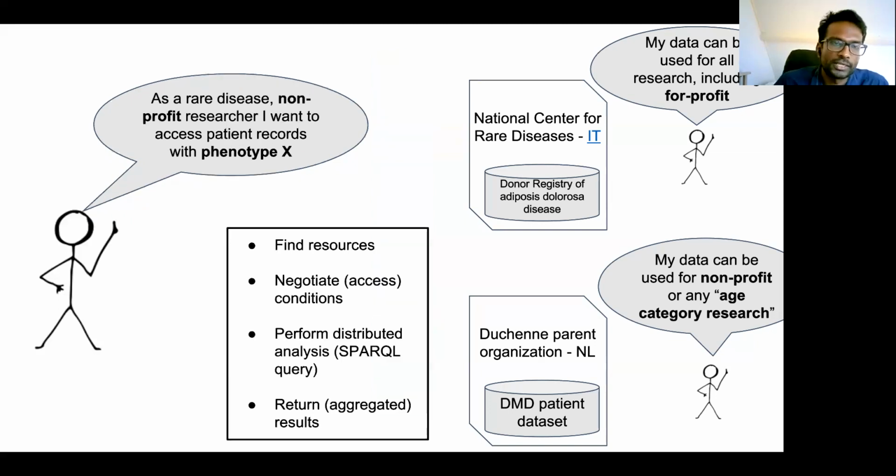In order to realize this use case, these are the steps one has to go through. First, the resource has to be found. That's not a trivial task. Then once you manage to find the resource, you have to negotiate access to those resources. As you can see, even these two resources have different access conditions attached to them. Once you manage to secure access, you have to run a query, a distributed query in this case, and the returned result should be aggregated so you can do your final analysis on that result.